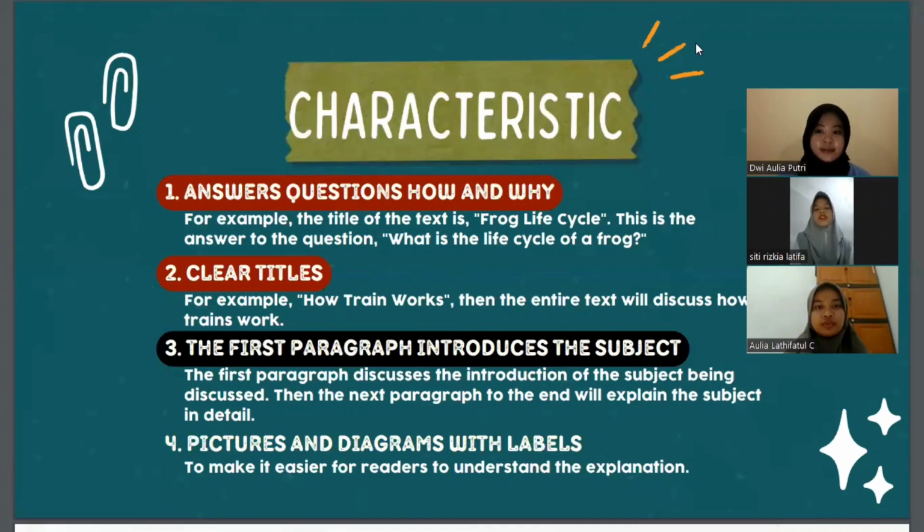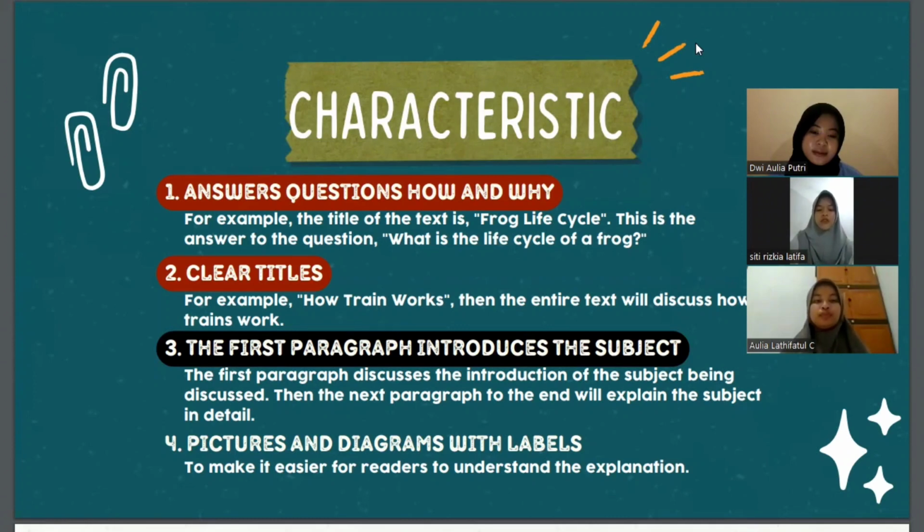Next are the characteristics of explanation text. 1. It answers the questions how and why. For example, the title of the text is Fruit Life Cycle. This answers the question, what is the life cycle of a fruit? 2. A clear title. For example, How a Train Works. Then the entire text will discuss how a train works.